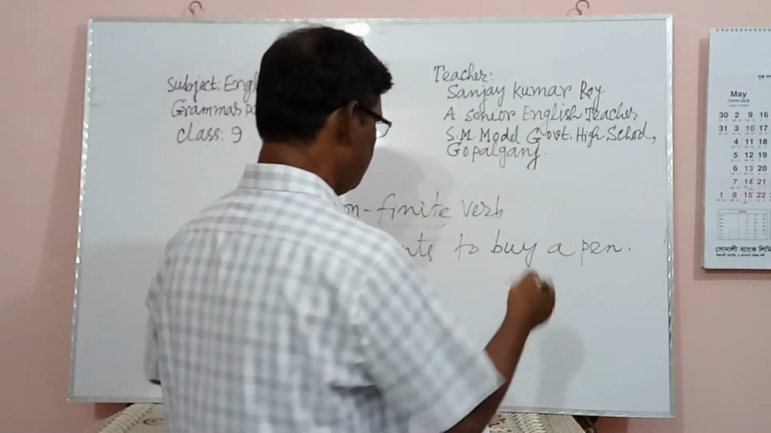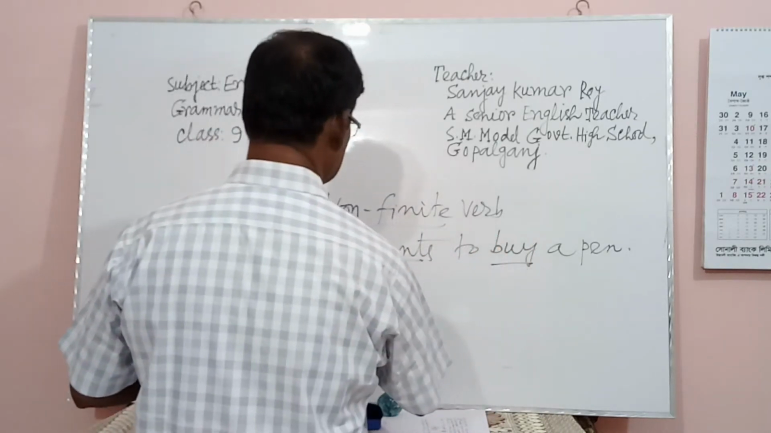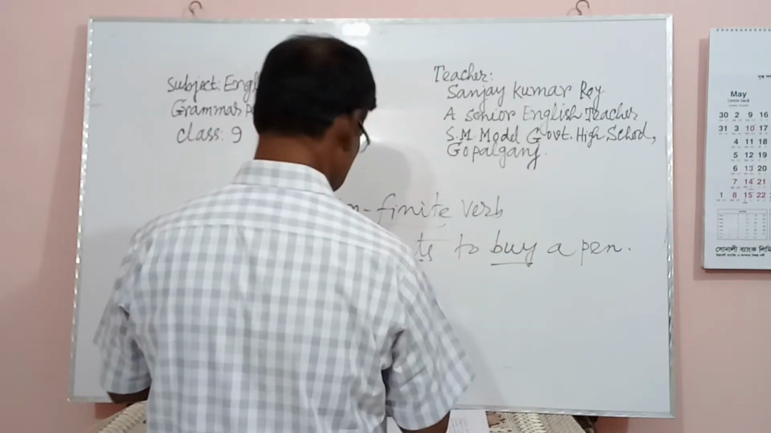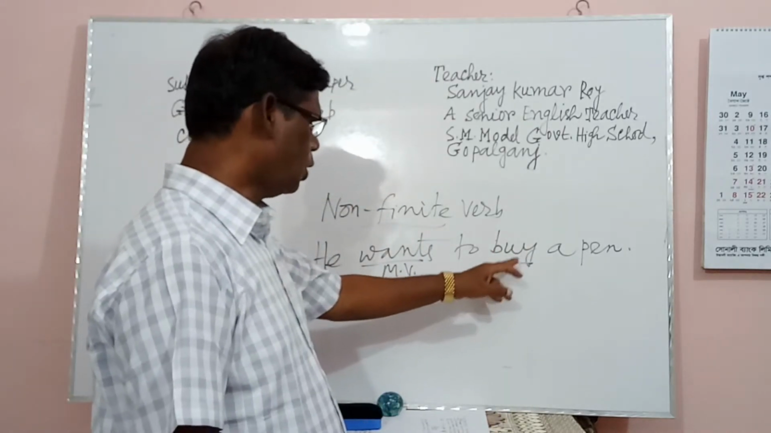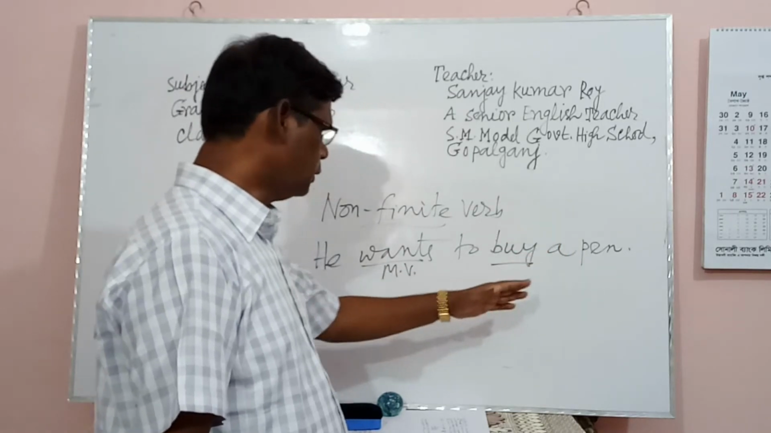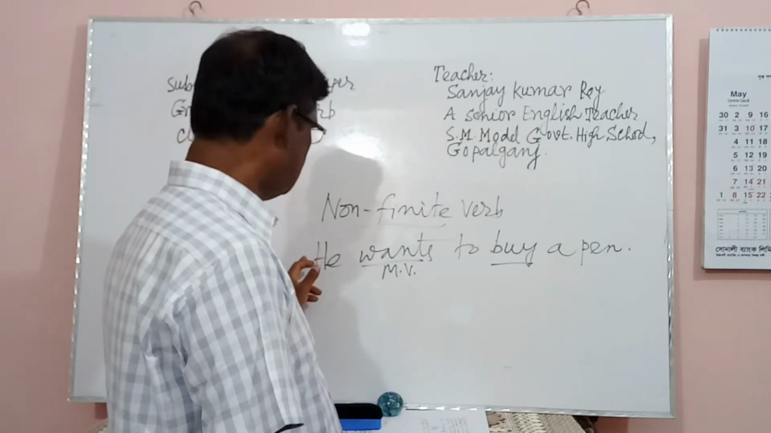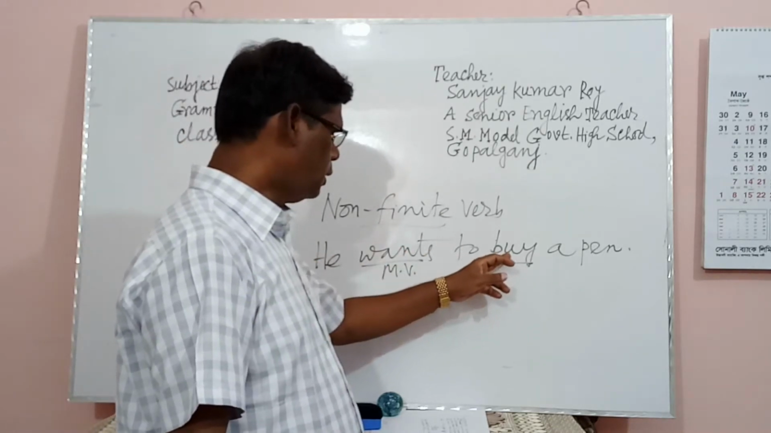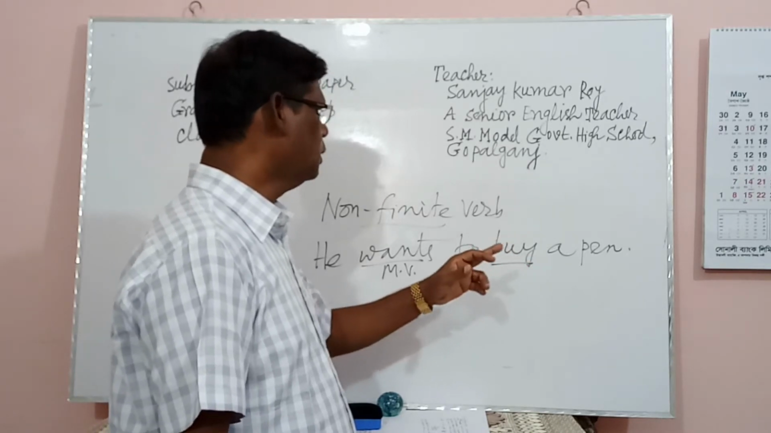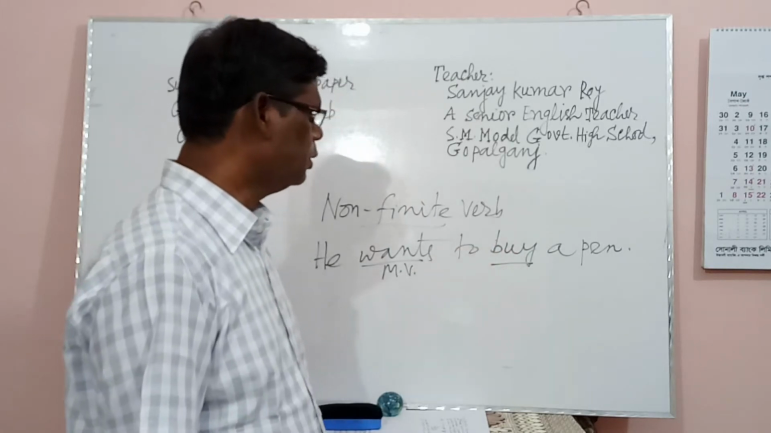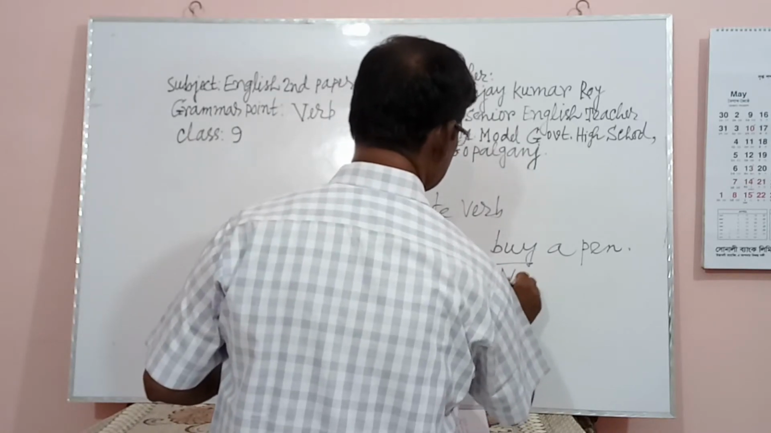He wants to buy a pen. Here wants is the main verb, but buy, this verb does not complete the sentence and it is not affected by the person and number of the subject he. It does not depend on the tense. That is, it does not change its forms according to tense. So this is non-finite verb.